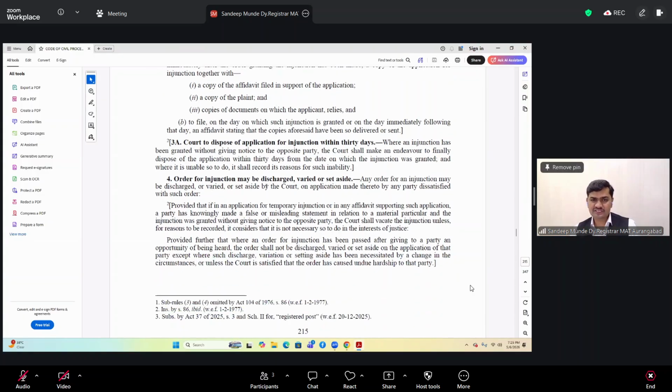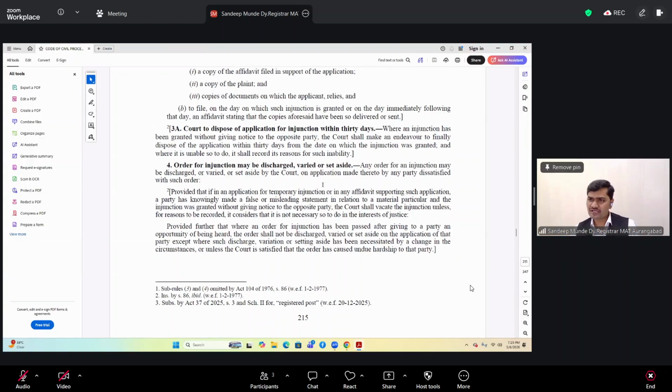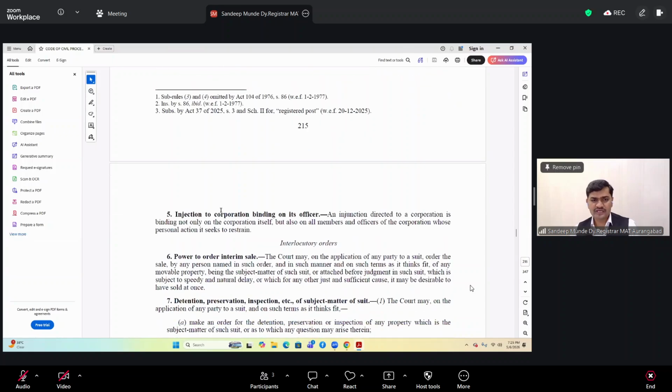Rule 4: an order for injunction may be discharged, varied or set aside. It is itself temporary. The court has power to grant an injunction to a corporation, binding on its officers. These are the provisions with regard to the first part of the temporary injunction.